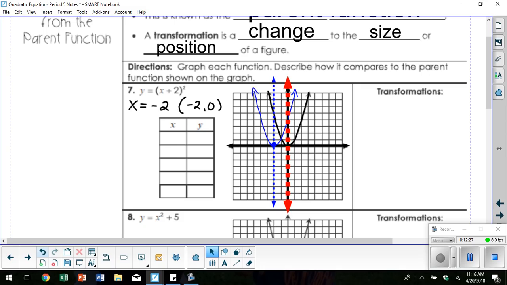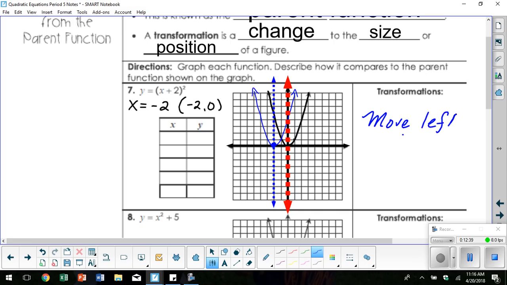So what would be right here? Left. Transformation. It moved to the left 2 units. That's what you would write. The graph and that.